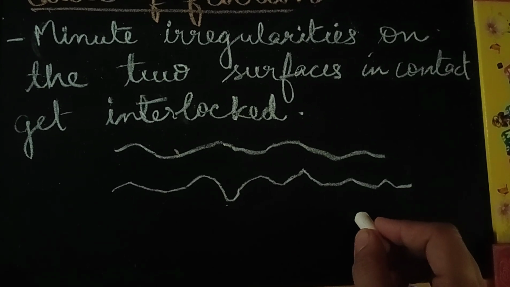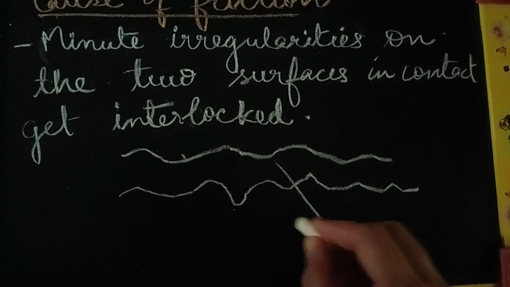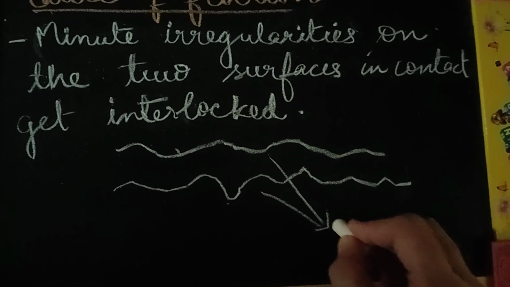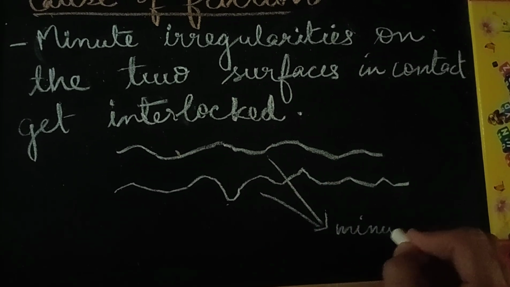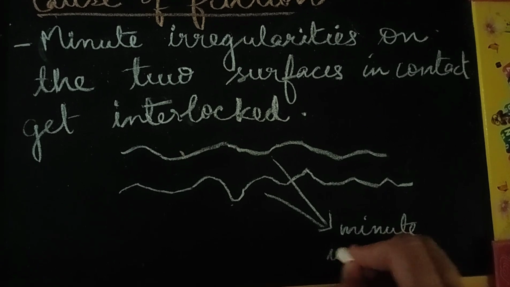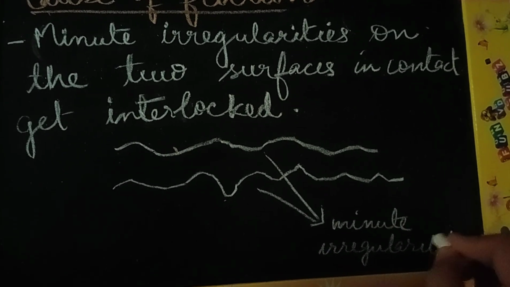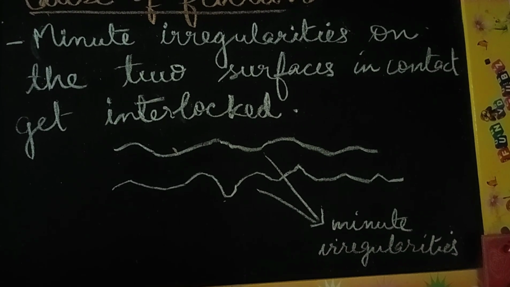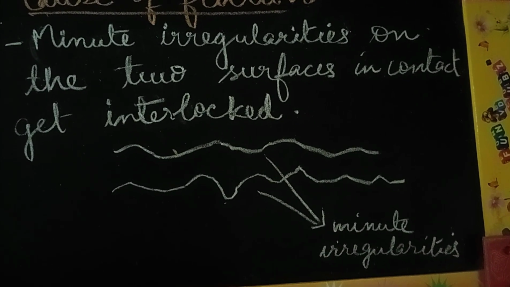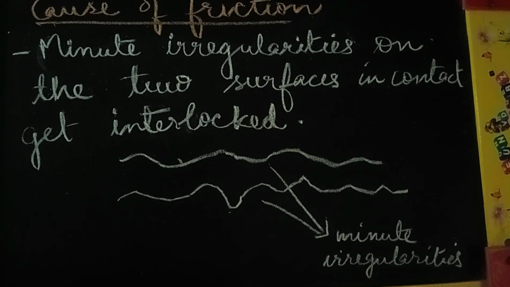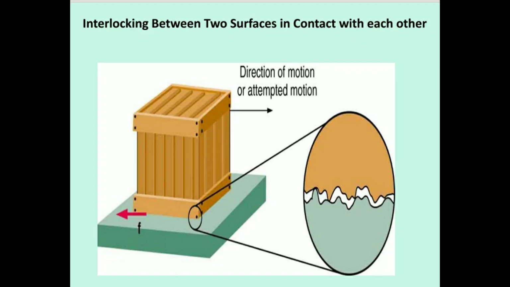Remember, these are minute irregularities. They are not sharp endings as we were discussing in the last class. It's not that we will feel these irregularities when we walk on the floor. They are very minute. So these minute irregularities get interlocked, which are the cause of friction. So this is a pictorial representation of the same, a magnified view of the irregularities between two surfaces in contact.